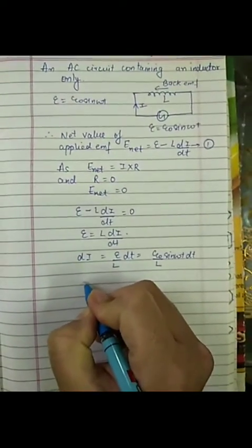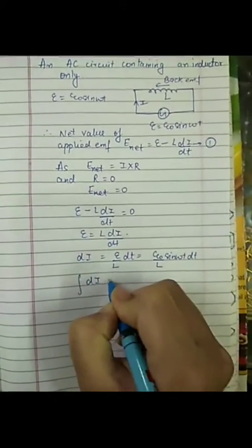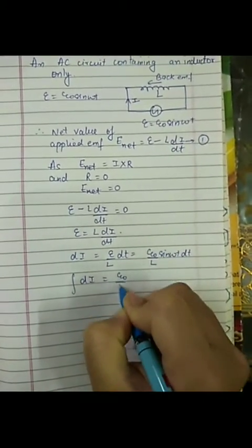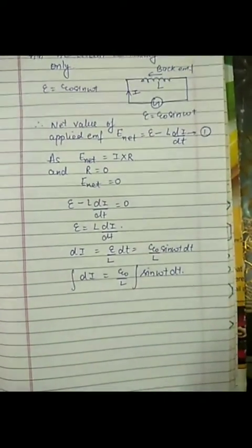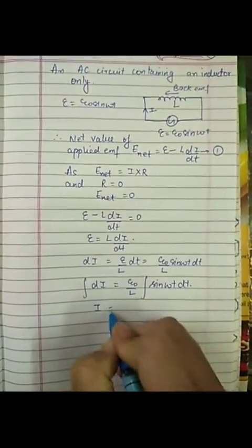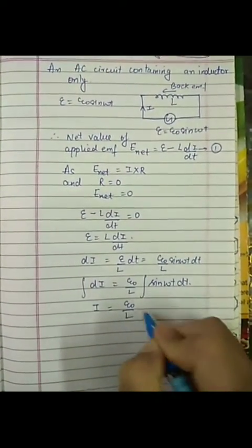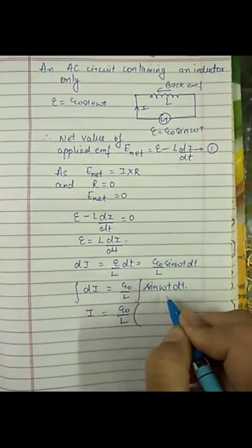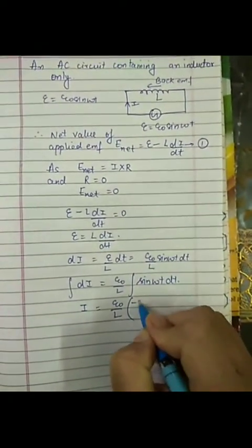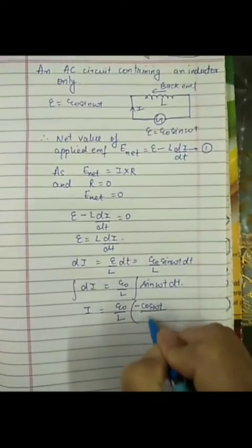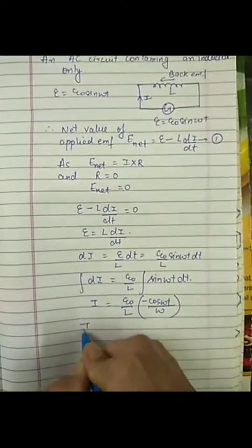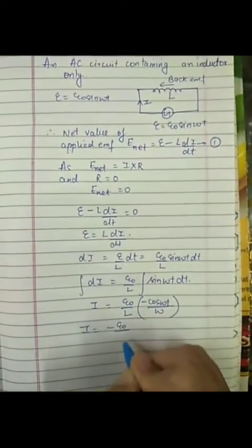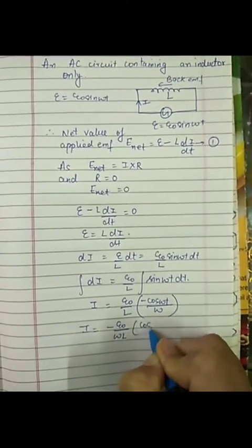Now integrating this equation on both sides, we will get integration of di equals epsilon naught upon L integration of sine omega t dt. On solving, we will get I equals epsilon naught upon L. Integration of sine omega t is minus cos omega t upon omega. We can take omega outside. We will get I equals minus epsilon naught upon omega L cos of omega t.